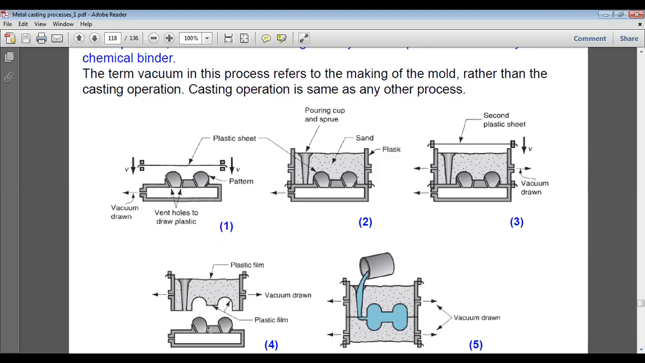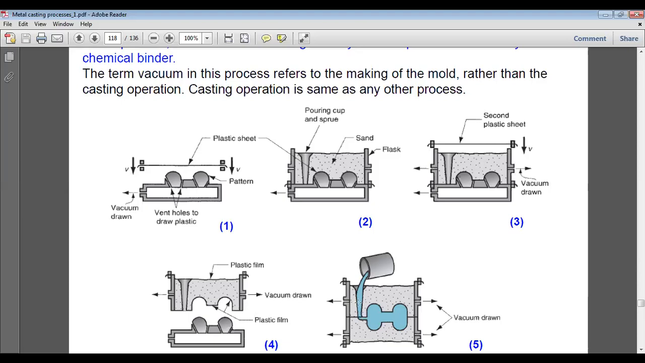And so we remove the pattern along with this system, along with this mechanism that we have applied for creating vacuum. So this way we can see the impression of the pattern is on the plastic film or plastic sheet, and this way we have got the cavity created as per the pattern or the replica of the part.